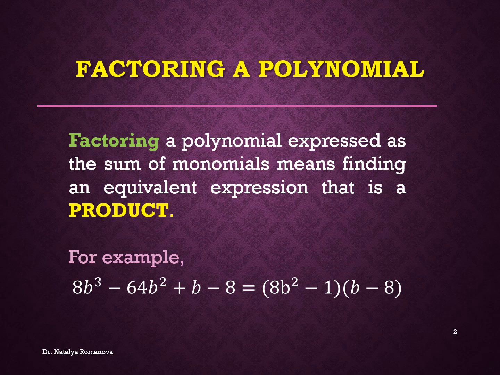Factoring a polynomial expressed as the sum of monomials means finding an equivalent expression that is a product. For example, if we have a polynomial like 8b cubed minus 64b squared plus b minus 8, we can write it like a product. This is very useful when we have to find the solution of an equation.